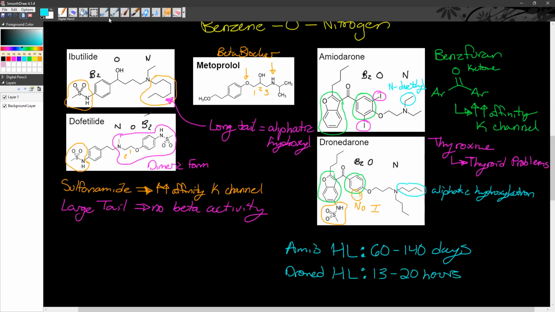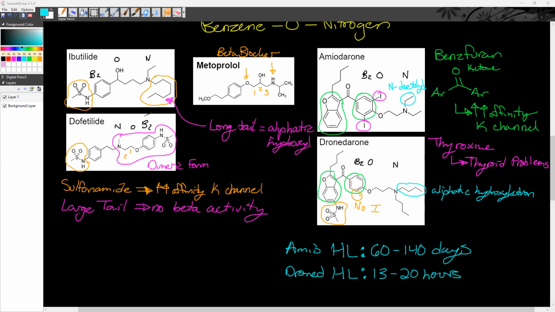Which essentially means that you can take one dose of amiodarone and it will stick around your body until the end of the year, a year later, which is nuts. What do we think? Why do we think amiodarone has such a long half-life?